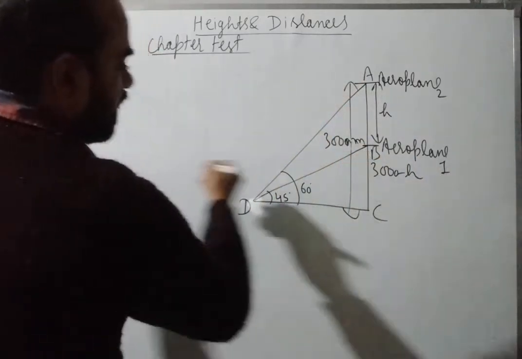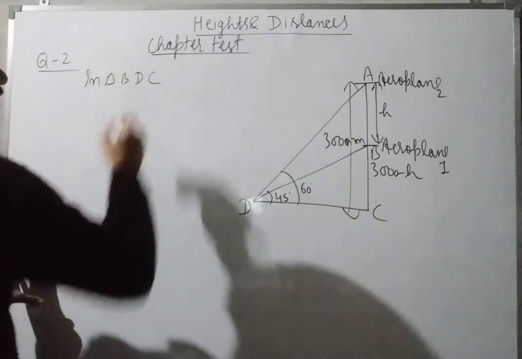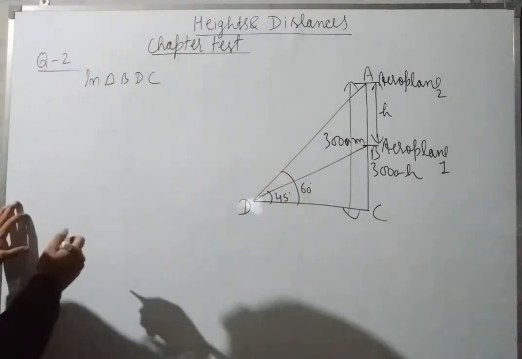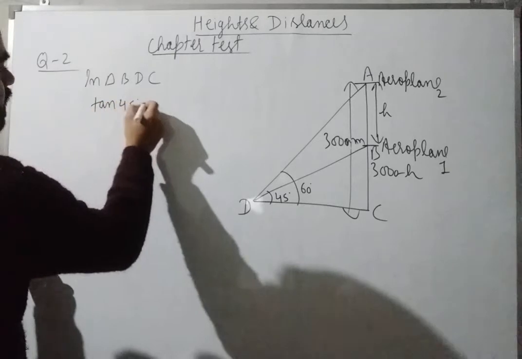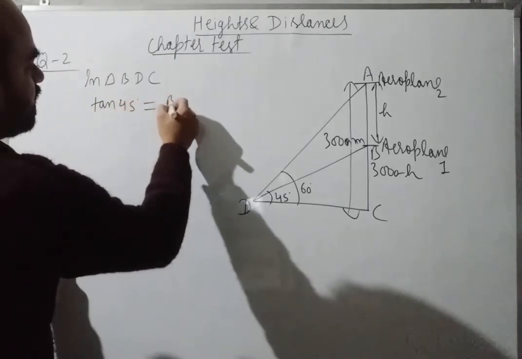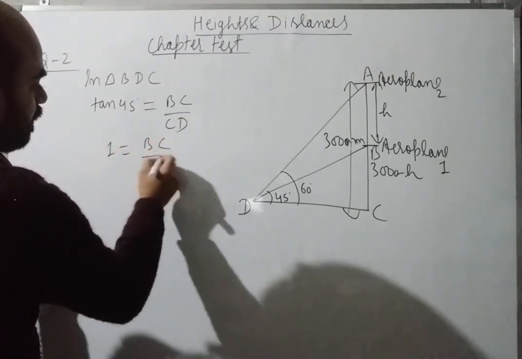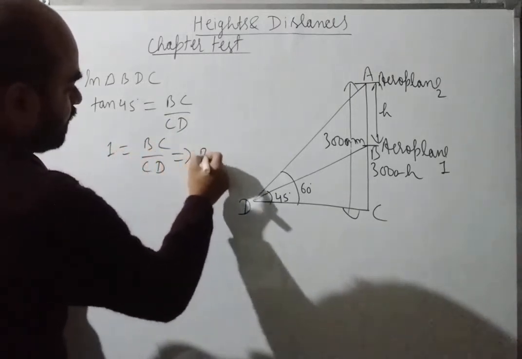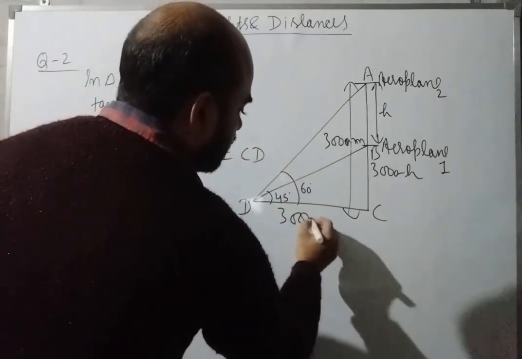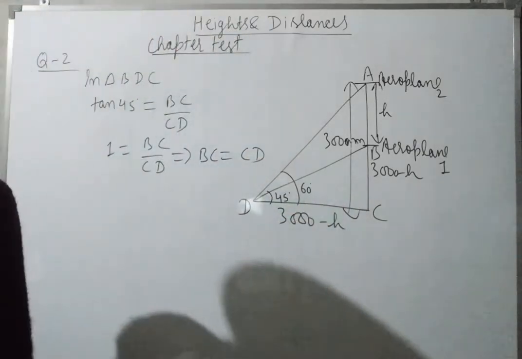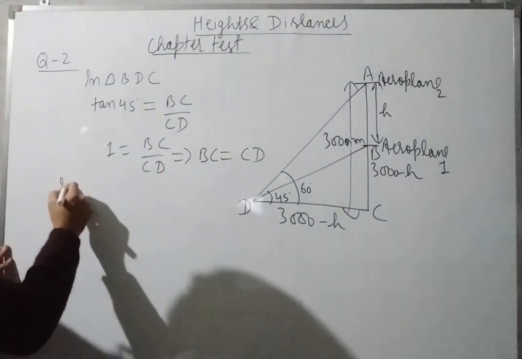First one, in this triangle BDC, if this is 45, it means tan 45 is equal to BC upon CD. Tan 45 is 1. It means BC is equal to CD. Therefore, this will be also 3000 minus H. Now next, we can take the triangle ADC.